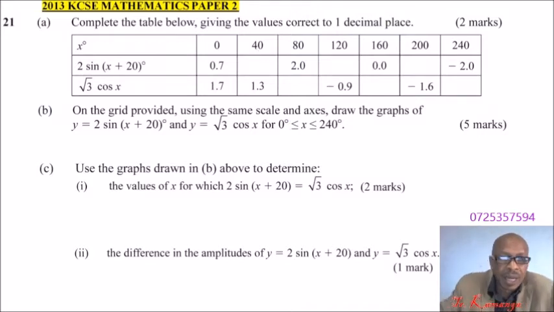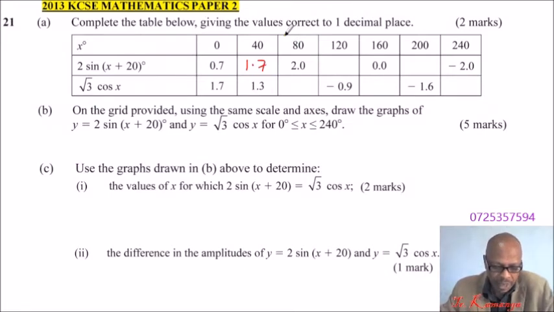So here we have 1.7, and that is to one decimal place as indicated. We come to this value. Here we put root 3 cos 80, because x is 80. So you say root 3 cos 80, and when you do that, you'll get 0.3 to one decimal place. Here you say 2 sine 140, so that is 120 plus 20. So you write 2 sine 140, and that should give you 1.3 to one decimal place.